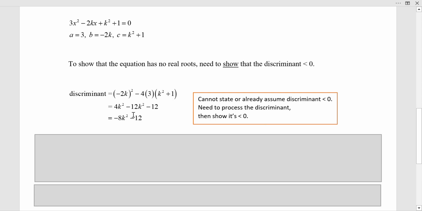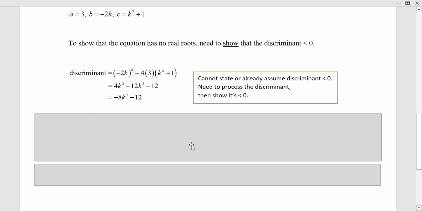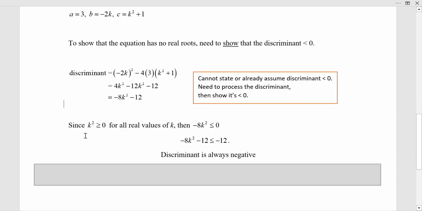So how do you show that negative 8k squared minus 12 is smaller than 0? The key thing is this k squared. Since k squared is greater than or equal to 0 for all real values of k, if you multiply by negative 8, you become smaller than or equal to 0. And if negative 8k squared is smaller than or equal to 0, if you minus 12, then this whole thing will be smaller than negative 12.